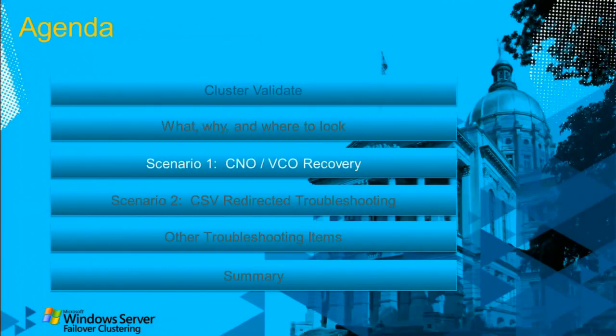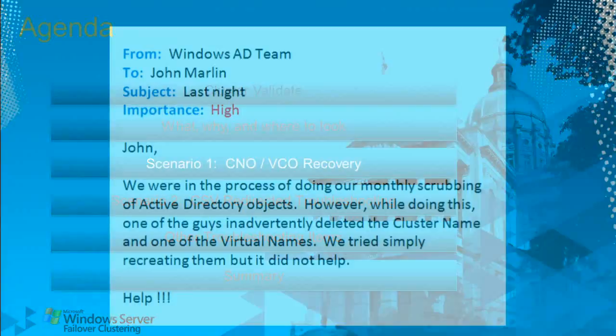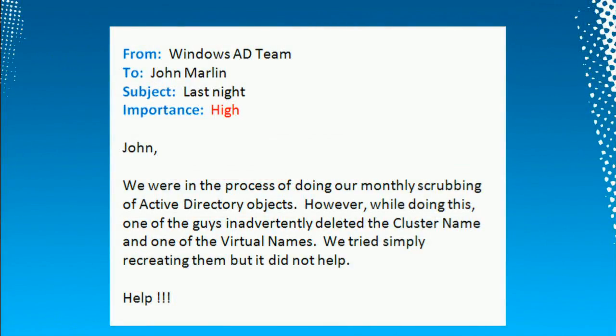Okay, now some of the break-me stuff. Cluster name, objects, virtual objects. We are integrated with AD, so we create objects. So I come in, I get my email: we're in the process of doing monthly scrubbing of Active Directory objects. While doing this, one of the guys inadvertently deleted the names. We tried creating them, but it didn't work. Help.